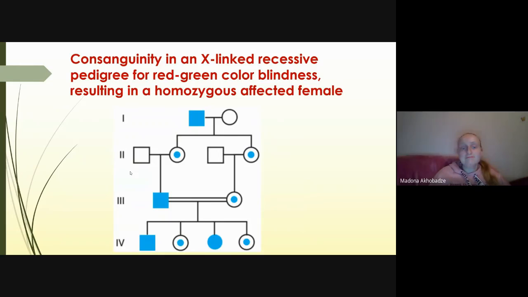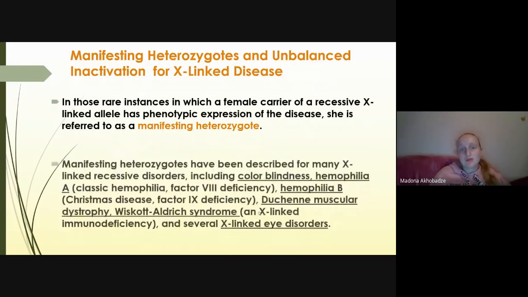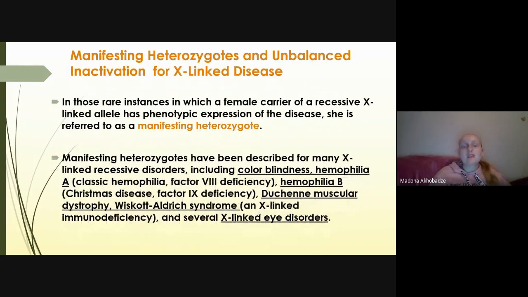Okay, that's the reason why a homozygous affected female occurs from an X-linked recessive disease. They are called manifesting heterozygotes. In those rare instances in which a female carrier of a recessive X-linked disease has phenotypic expression of the disease, she is called a manifesting heterozygote. So when a recessive disease is expressed in the heterozygous state, it is called manifesting heterozygous. Very rare cases. Okay.